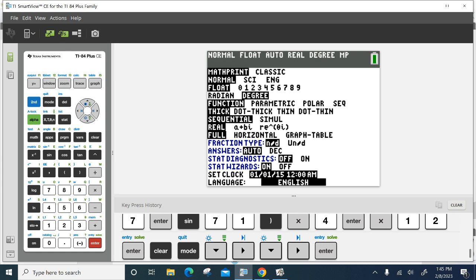And from now on, you don't have to worry about changing it. It will stay in degree mode unless you give it to a friend and they screw around with it.